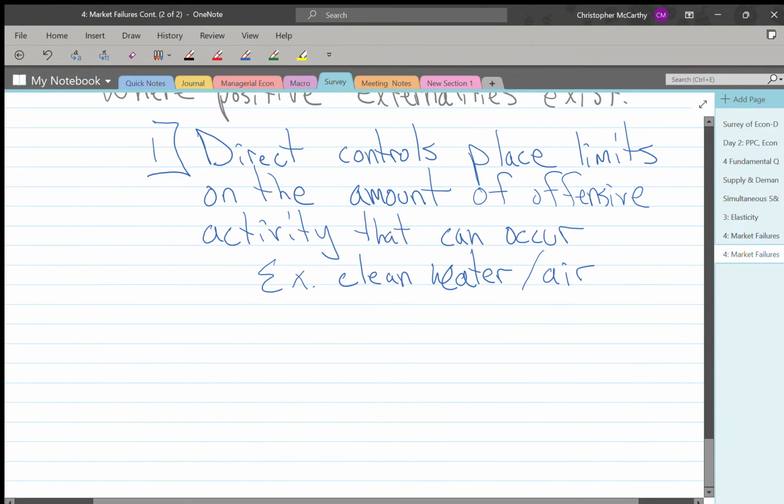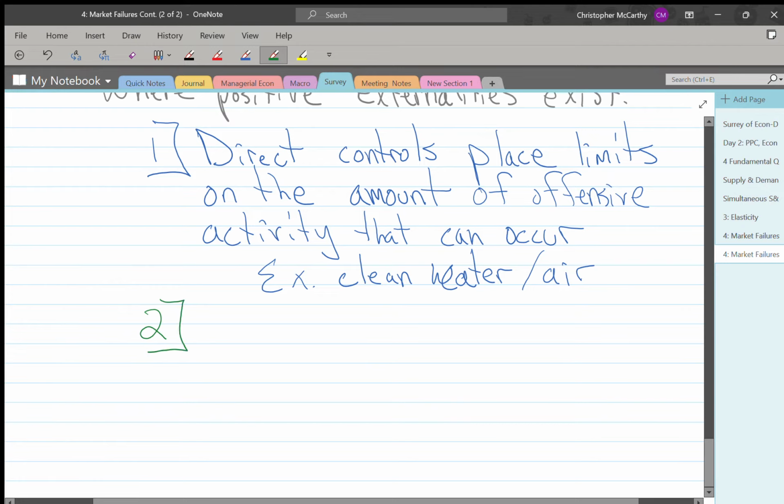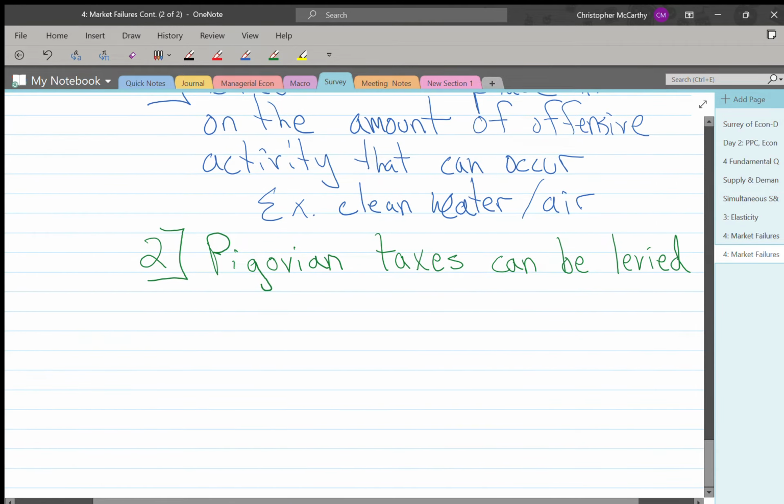So the other thing that we can do, which is pretty much our go-to measure these days, is what's called a Pigouvian tax. Now, it has nothing to do with pigs. It was discovered or created, whatever you want to say, by a French guy named Pigou, P-I-G-O-U. So it just became known as Pigouvian taxes afterwards. They're a specific type of tax. We'll talk about it in a second. So they can be levied on polluters.